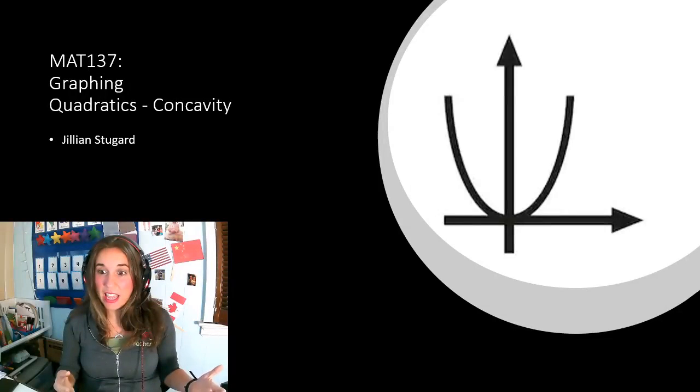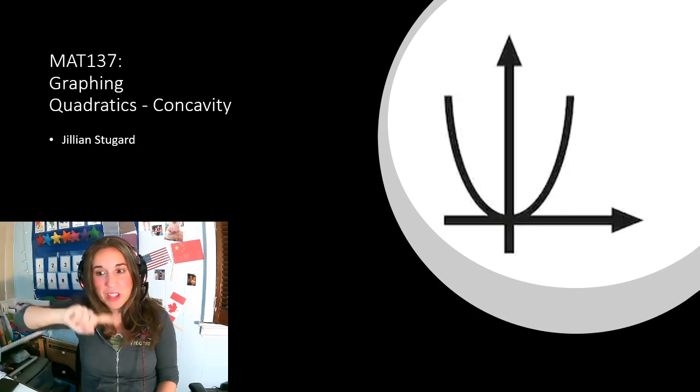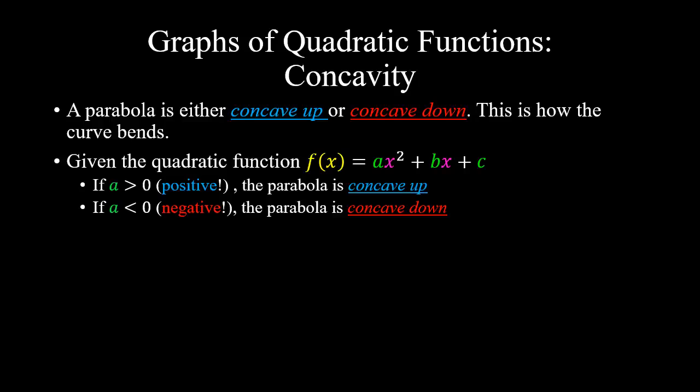So now let's take a quick look at something that's called concavity. How do we determine if our graph is concave up, like a smile, or concave down, like a frown? So let's start with something called concavity.